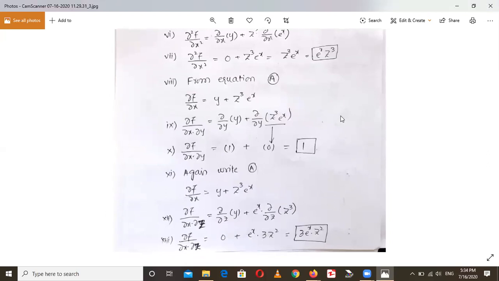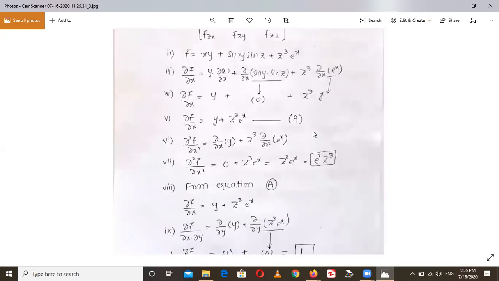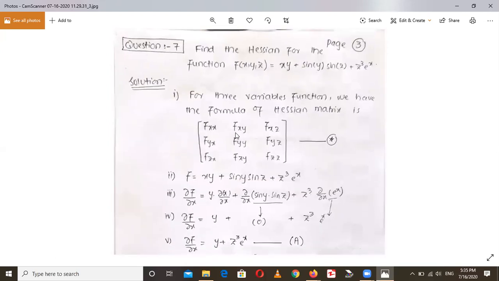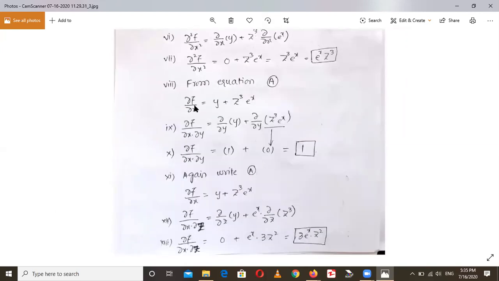Now from equation A, this is our equation A. This is only the x equation. And in step number 7, we found fxx. Now we will find fxy. So we have to do each step. We have already found fx. Now we will find fxy.